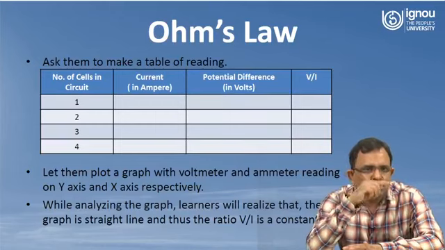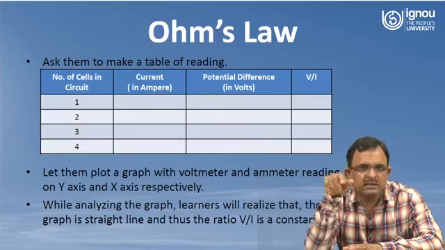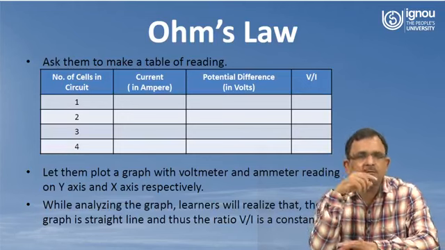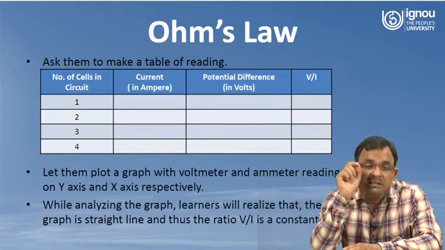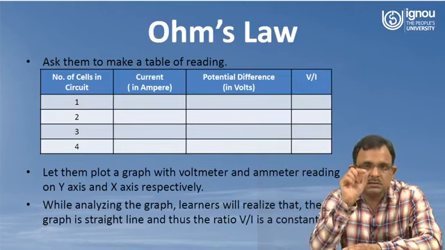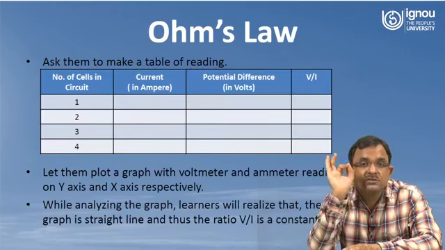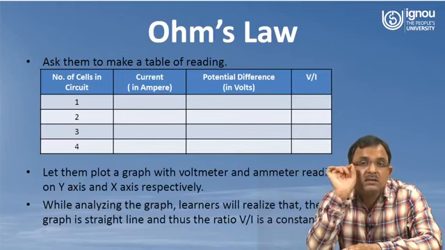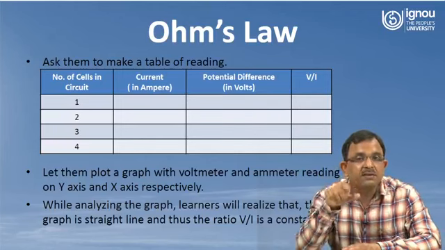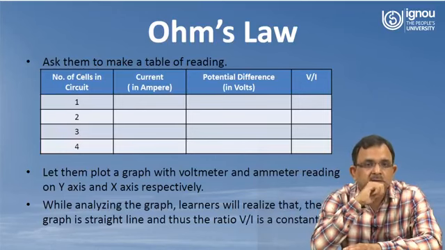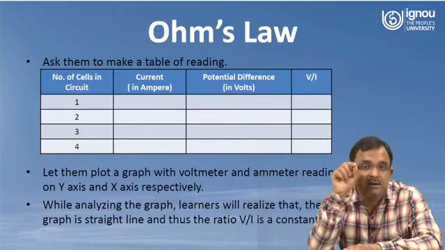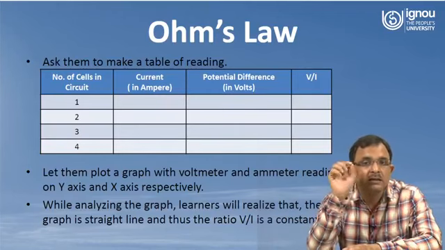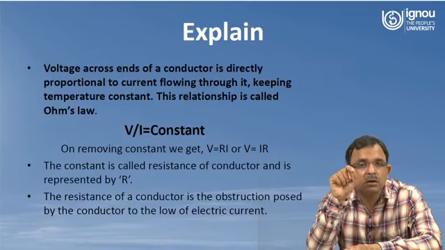You also ask them to draw a graph on the x-axis and y-axis. On the y-axis they can take the voltmeter reading, on the x-axis the ammeter reading. Let them draw a graph. They will themselves surprisingly notice that the line is a straight line, and the ratio V over I is the same value, which is a constant. So while analyzing the graph and the table, they will realize that the graph is a straight line and the ratio V over I is a constant.